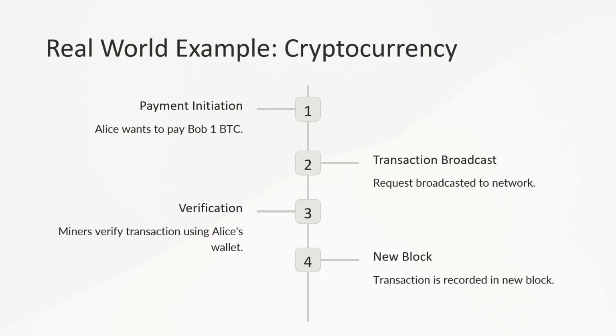For instance, let's consider a real-world example involving cryptocurrency. When Alice wants to pay Bob one Bitcoin, the transaction initiation is akin to Alice writing in the shared digital notebook. This transaction is then broadcasted to the network for verification by miners who check it using Alice's wallet. Once verified, the transaction is recorded in a new block on the blockchain.